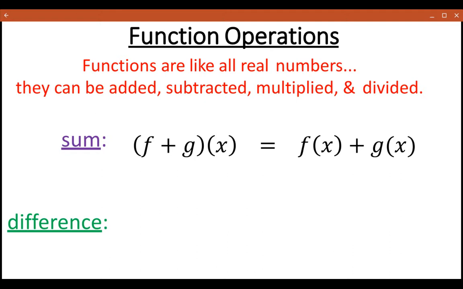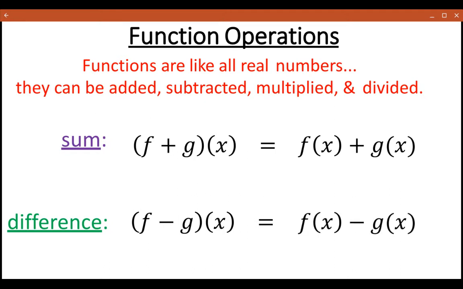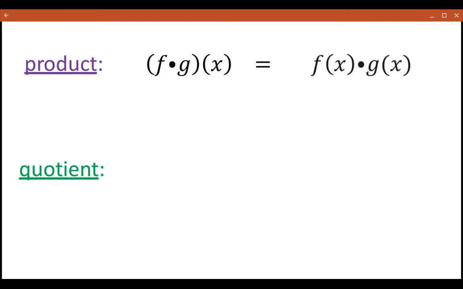When we talk about a difference, meaning subtraction, it's going to be written like this, f minus g of x, or it could be g minus f of x. That's the same thing as saying f of x minus g of x. So don't let the notation bog you down. For a product, that means multiplication. We're going to use a little dot there. This would be pronounced f times g of x. And again, it's equivalent to f of x times g of x.